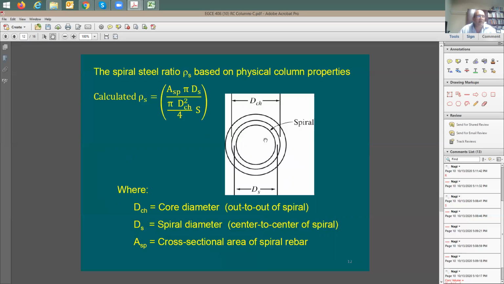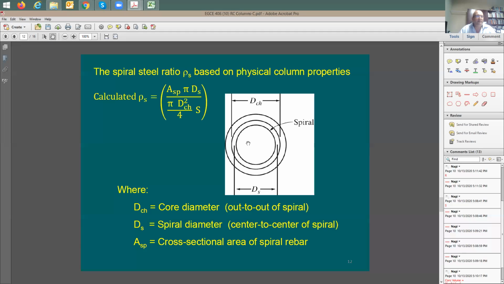How would you do the calculation for rho S? They give you a simple equation. Let's look at this equation here. When you do the volume of the spiral, the length of the spiral is equal to pi times DS, because pi D is the perimeter of this circle. You multiply by ASP, the cross-section area of the spiral, divided by the cross-section area of the concrete core, and the concrete core is measured to the outside of the spiral.